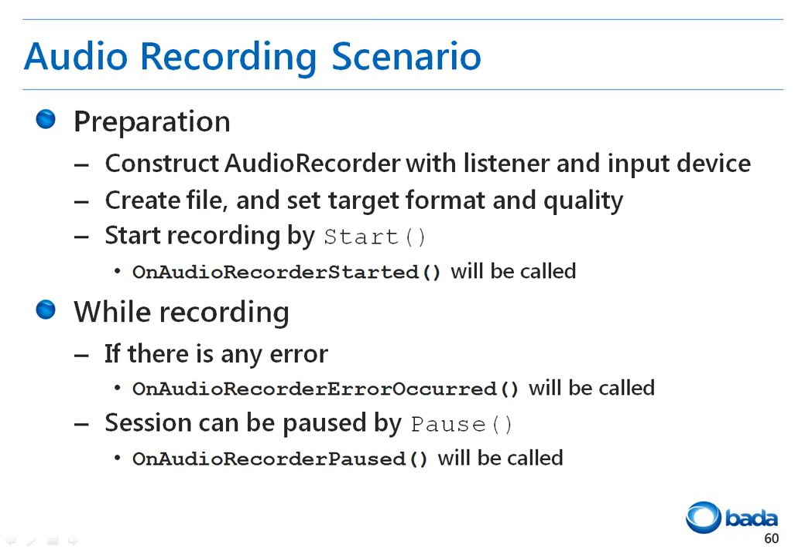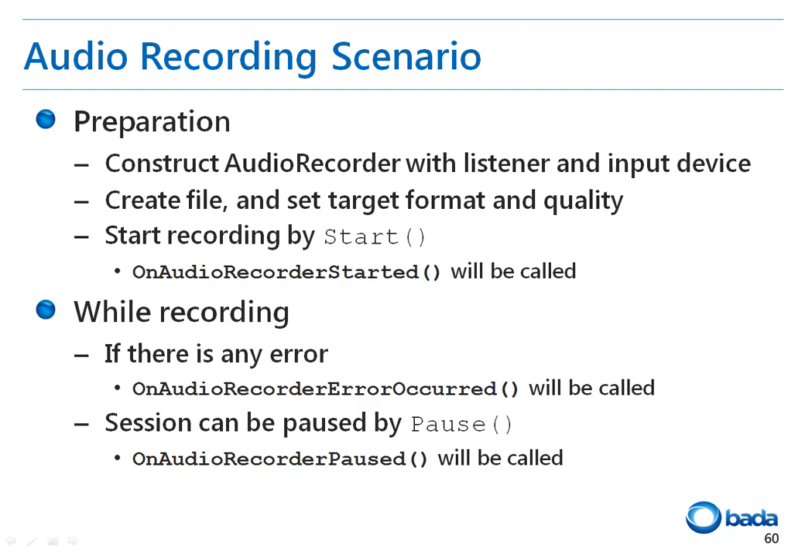Now, let's take a look at the scenario to actually record audio using the audio recorder. First, we have to create and construct the audio recorder. At this time, we have to specify the listener object and input the device parameters for the audio recorder's construct function. In this example, the input device is the microphone. Then, we create the file to save the recording to and specify the target format and quality.